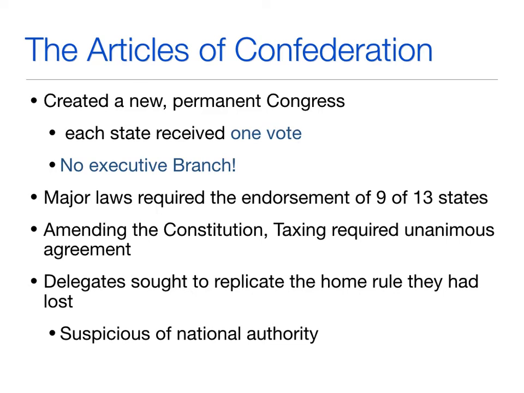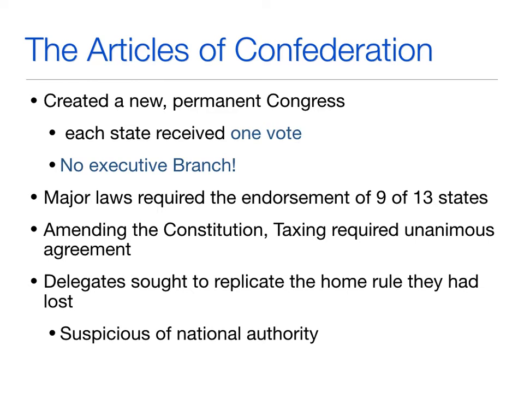Major laws require the endorsement of 9 of 13 states. For example, states are required to contribute so much money to the war effort and to funding the national government in general, and states sending so many troops and so many supplies to the war effort, and so on and so forth. Those require the endorsement of 9 of 13 states.